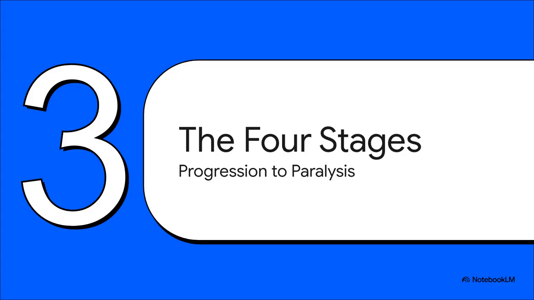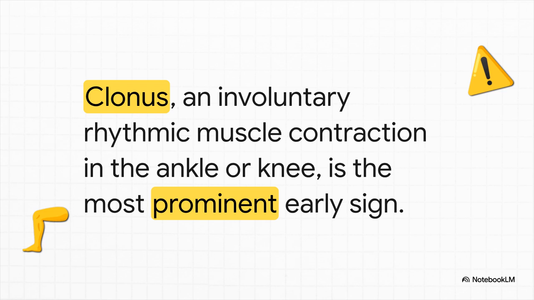Okay, let's shift gears and think about the patient. What does this actually look like from their perspective? How does it feel? We're going to walk through the progression of this, and it's a pretty tough journey, step by step. So interestingly, before the major weakness really kicks in, the body often throws up a very specific red flag. It's called clonus, and it's this involuntary rhythmic muscle twitching. You'll usually see it in the ankle or the knee.